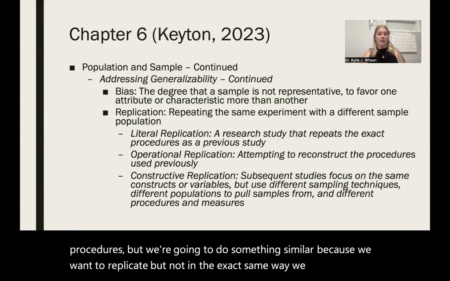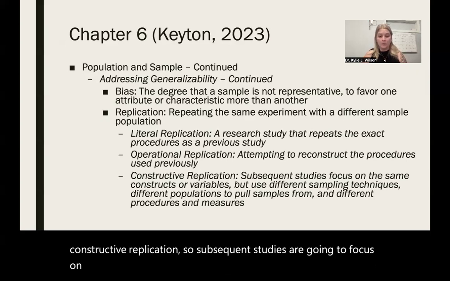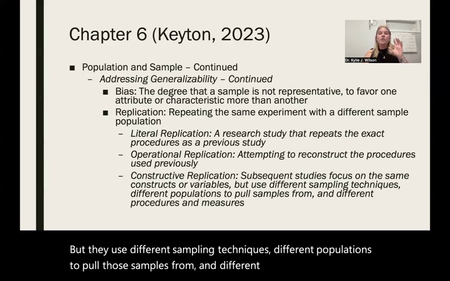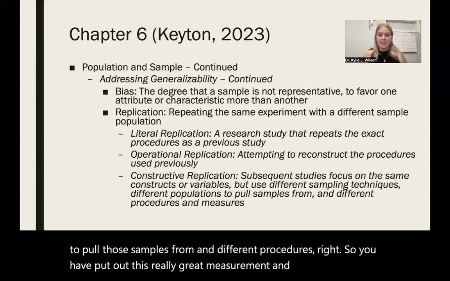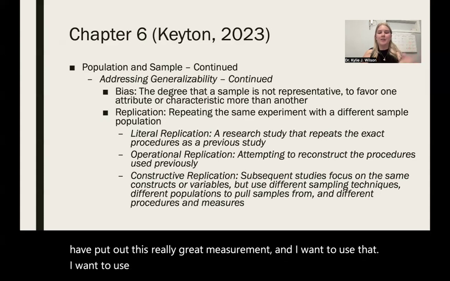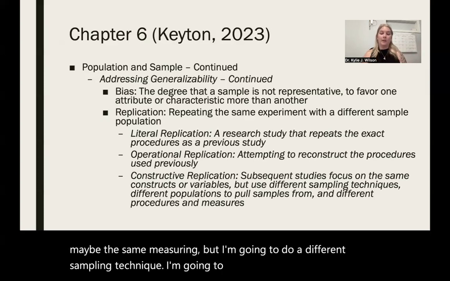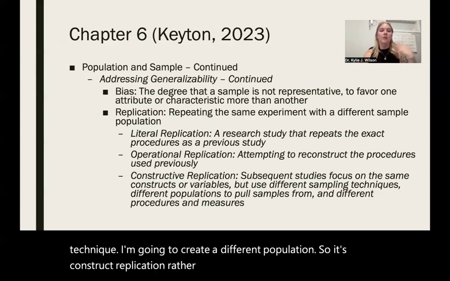We have constructive replication. So subsequent studies are going to focus on the same constructs or variables, but they use different sampling techniques, different populations to pull those samples from, and different procedures, right? So you have put out this really great measurement, and I want to use that same construct, those same variables, maybe the same measuring, but I'm going to do a different sampling technique. I'm going to create a different population. So it's construct replication rather than literal replication.